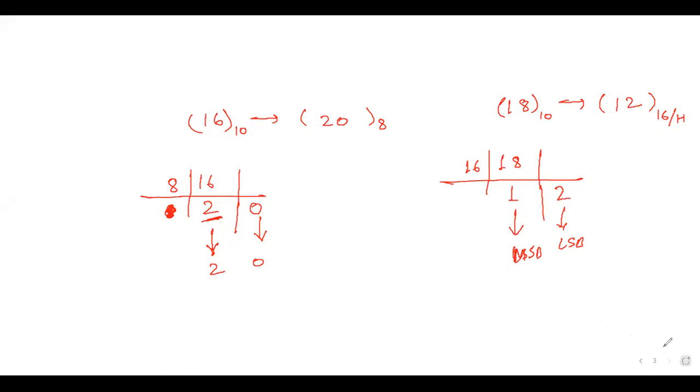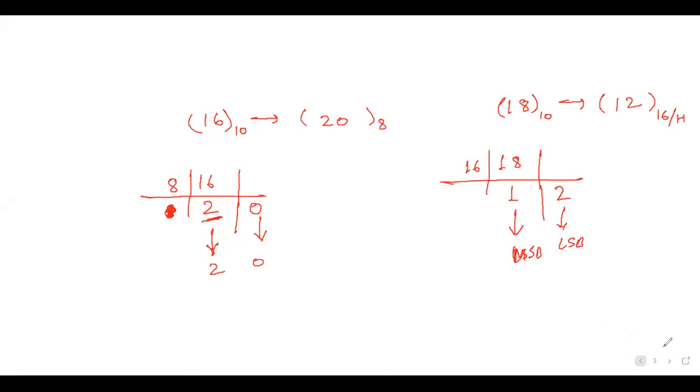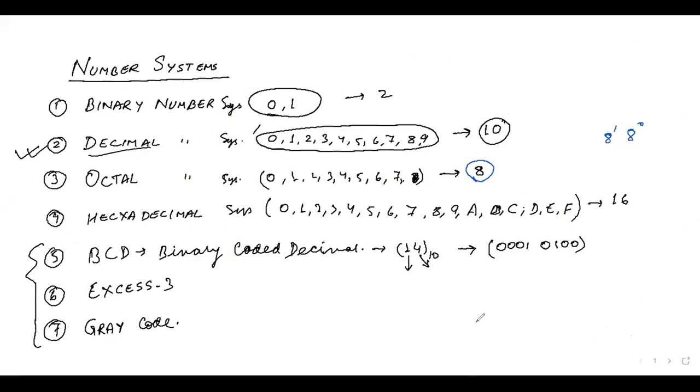So in this way we can convert the things. Now I am taking another example, the next number system we have. We have discussed binary, decimal, octal, hexadecimal. The next one is BCD.